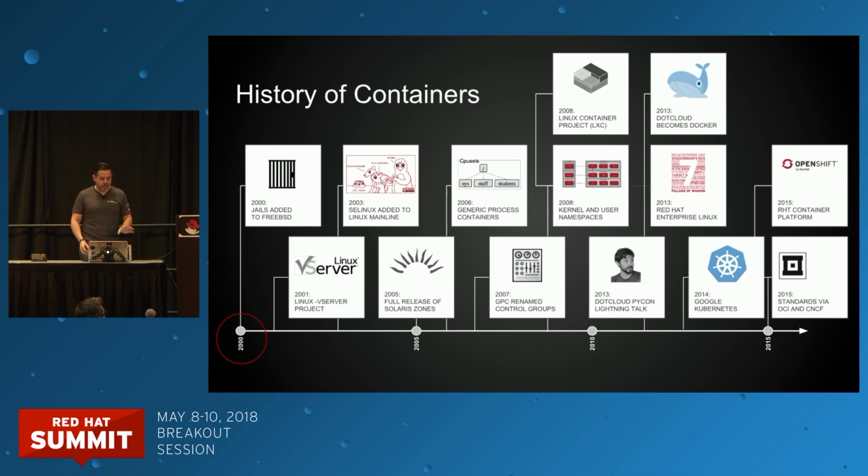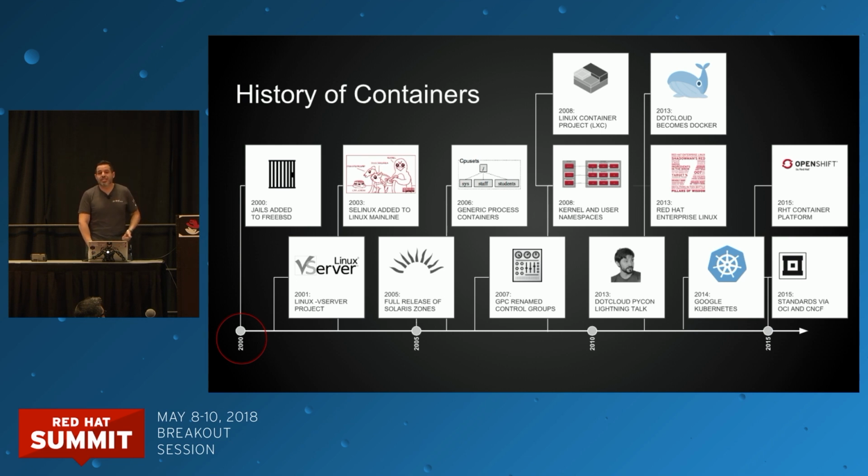But the history of containers started in the year 2000, where many things evolved. One of them was the creation of cgroups and namespaces as part of the Linux kernel. Then came the Linux Container Project, LXC. And then the company Docker started in 2013, more or less at the same time that Red Hat Enterprise Linux 7 was released. And since then, the ecosystem has evolved.